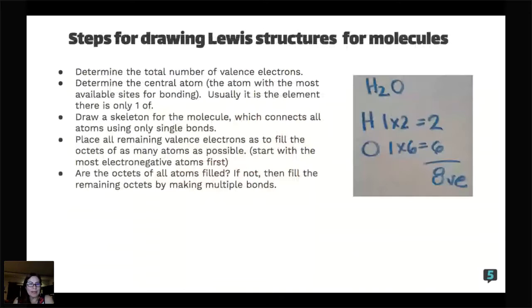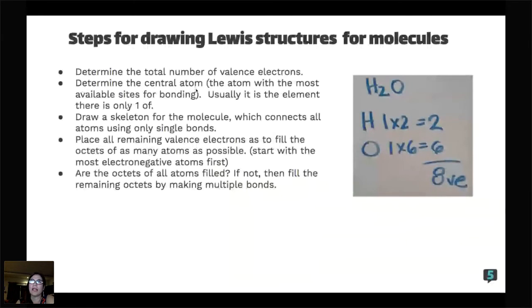Okay, we're going to start with the steps for drawing a proper Lewis structure for molecules. So the first thing that we have to do is to determine the total number of valence electrons. So for example, for water, we have 1 valence electron for hydrogen times 2, since we have 2 atoms of hydrogen in the water molecule. And then we have only one atom of oxygen, so we multiply times 6. So we have a total of 8 valence electrons. Let's go to the next step.